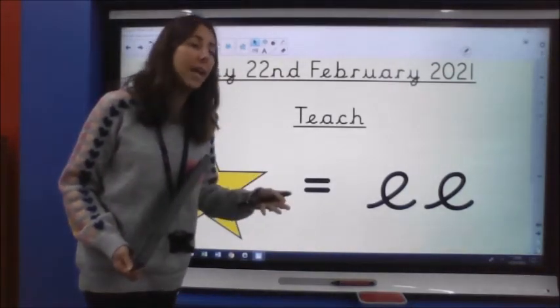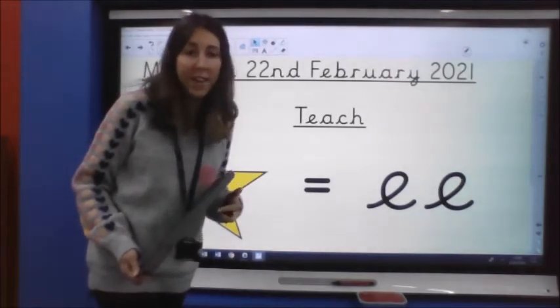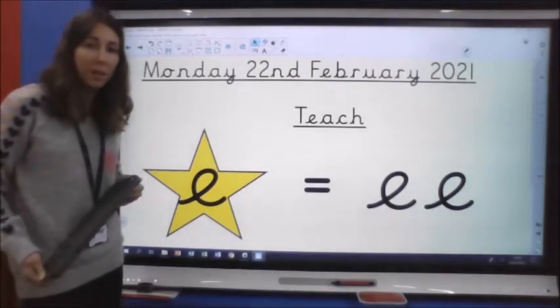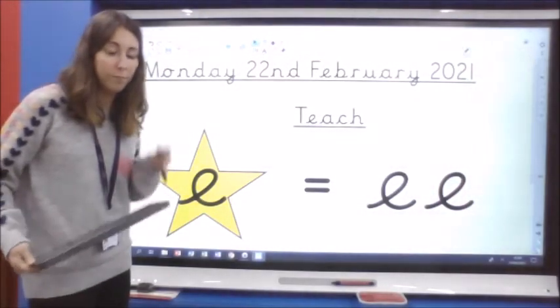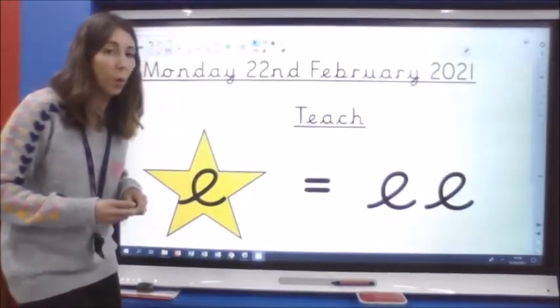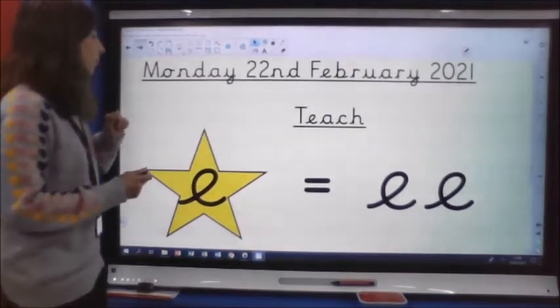We know E and an A can make an E sound. And we know other E sounds as well. But for today, the letter E on its own is going to be making the E sound. Let's have a little look and practice reading some words with the letter E making the E sound.